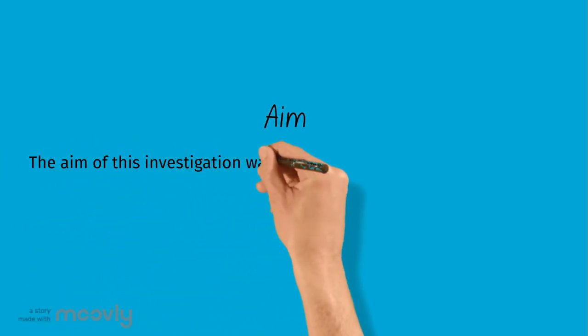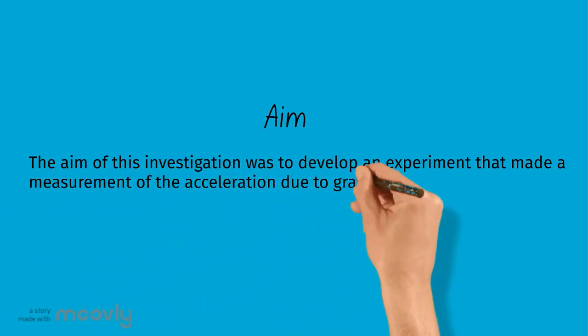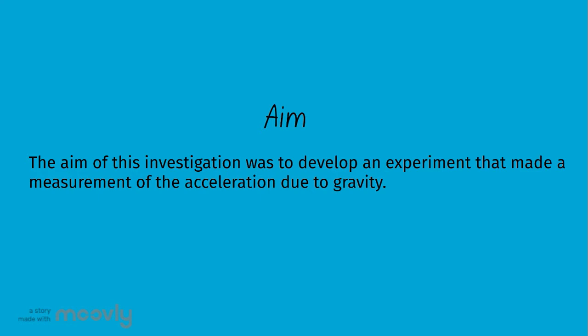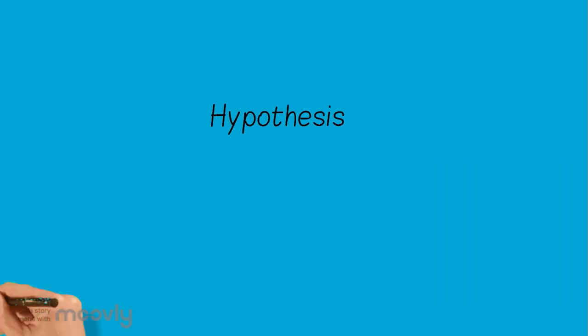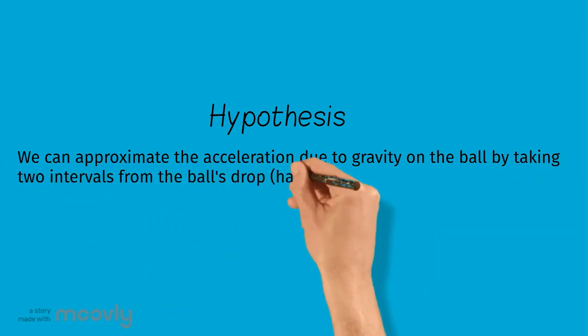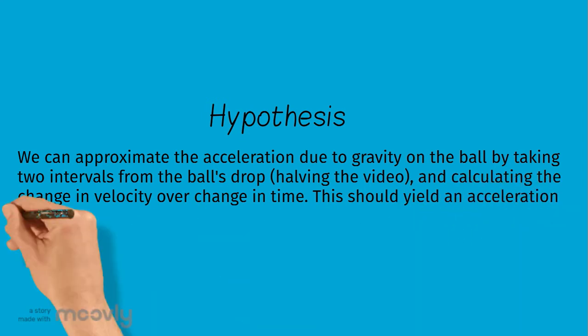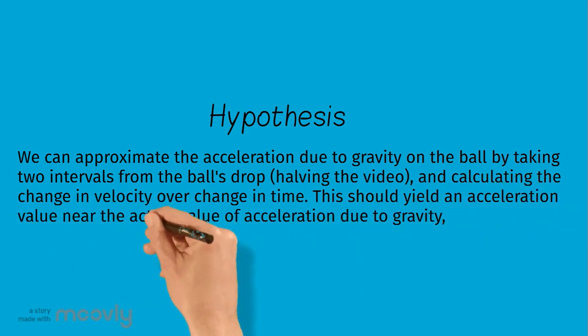The aim of this investigation was to develop an experiment that made a measurement of the acceleration due to gravity. This could be done through several methods. However, for our experiment, we decided to drop a ball and record how long it took to fall with reference to a meter ruler. We assumed that through this, we could approximate the acceleration due to gravity on the ball by taking two intervals from the ball's drop and calculating the change in velocity over time.